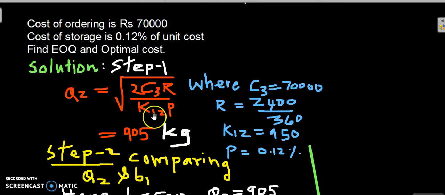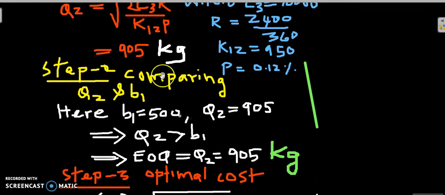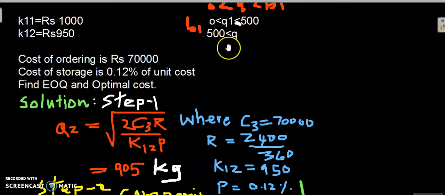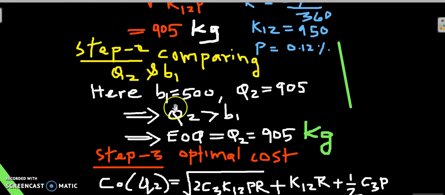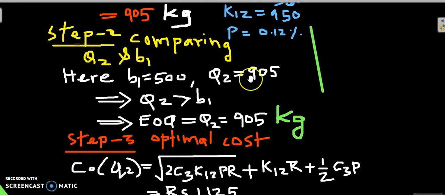So this is the kilograms we have to buy in order to get the optimum value. Now what is the next step? Comparison of Q2 with B1. Now Q2 we have calculated as 905, but B1 is 500. So definitely Q2 is greater than B1. Therefore, Q2 is the optimum quantity that we have to order to get the optimum cost. So the optimum order quantity, that is the economic order quantity, is 905.